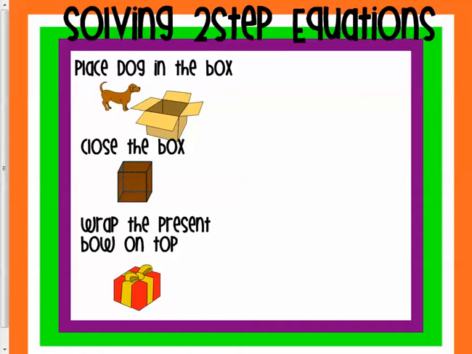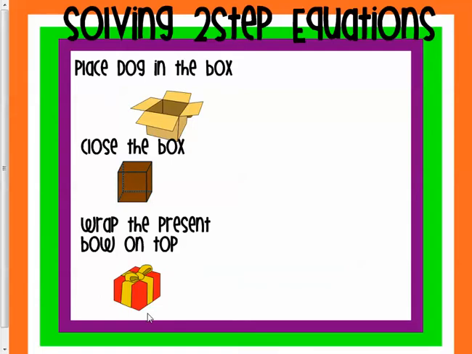Today we're talking about two-step equations. So let's talk about a story first. If I wanted to get my husband a dog for Christmas, or for his birthday maybe, I'm going to place the dog in a box, okay? Then I'm going to close the box. Then I'm going to wrap the present and lastly put a bow on top.